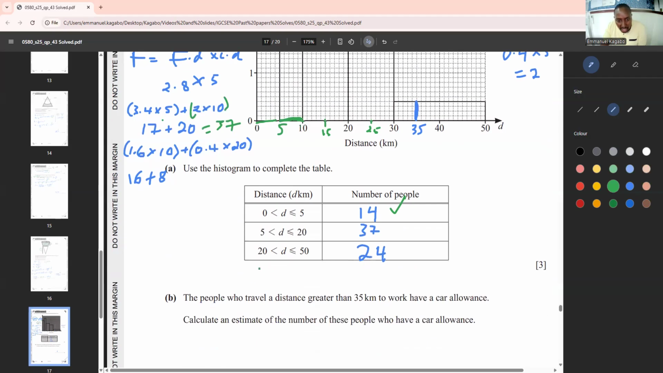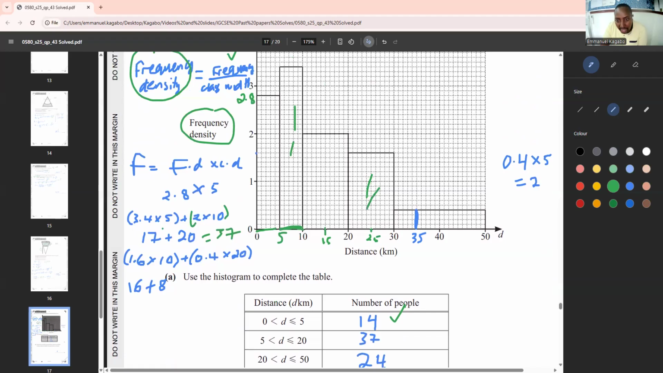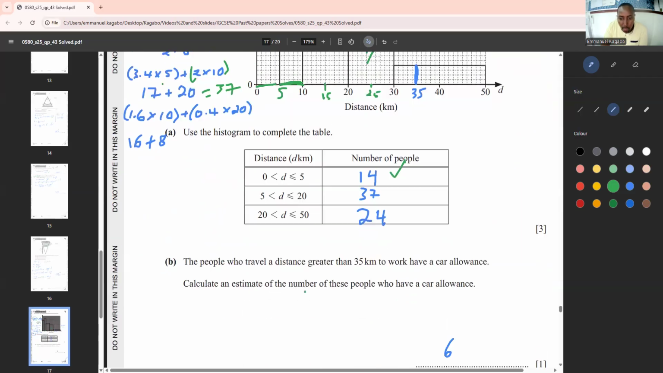Then the next one, they said 20 to 50. Basically, it's this and this. What about here? This is 1.6. The class width is from 20 to 30, so the difference is 10. So 1.6 times 10. And then from here to here is 20, and this is 0.4. So that's why I have this. It gives me 16 and then gives me that. I hope you understand. When you add them, it gives you that. Are you together, guys? Very good.